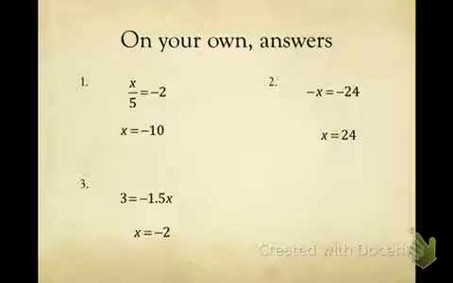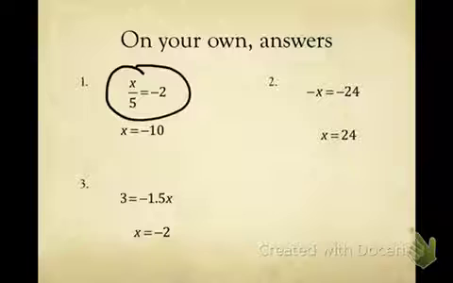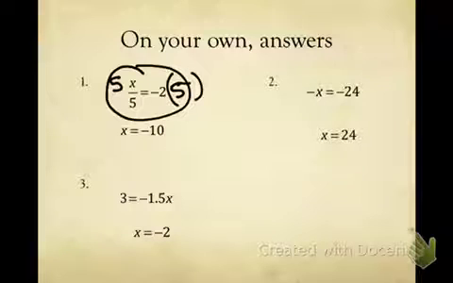Now I want you to check your answers. So your answers should be negative 10, 24, and x equals negative 2. So on the first one, it was x divided by 5. So the opposite would be to multiply times 5. So I'm going to multiply both sides times 5. My 5's cross cancel on the left, so I'm left with x equals negative 10.